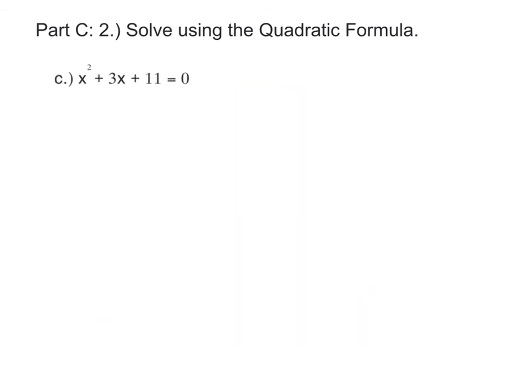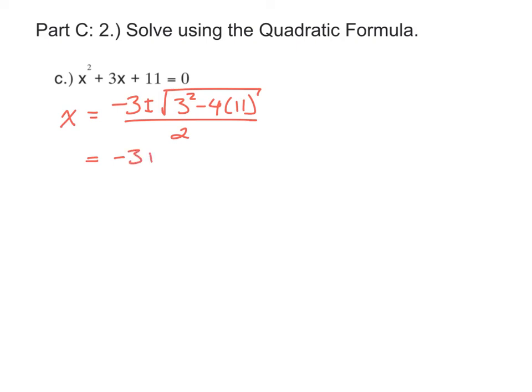Last one, x squared plus 3x plus 11. Now we're not going to get anything nice because I can see that this can't be factored like the other two could. But again, x equals negative b plus or minus the square root of b squared minus 4ac, where a is 1, c is 11, all over 2a. So I'll give us negative 3 plus or minus square root of 9 minus 44 all over 2. And 9 minus 44 is negative 35.